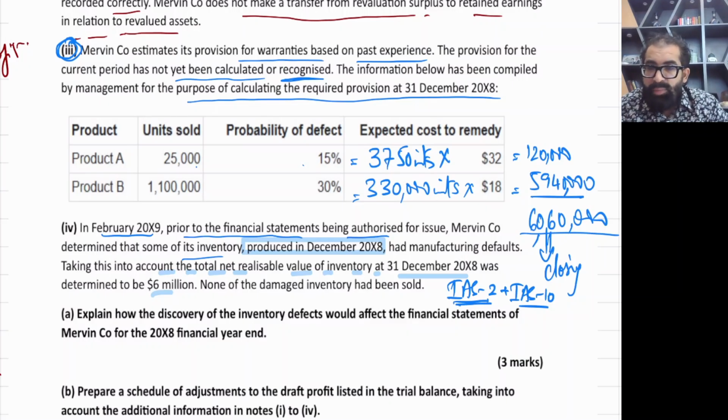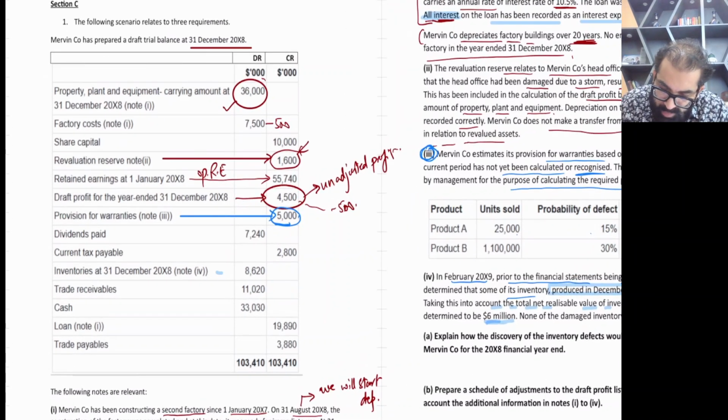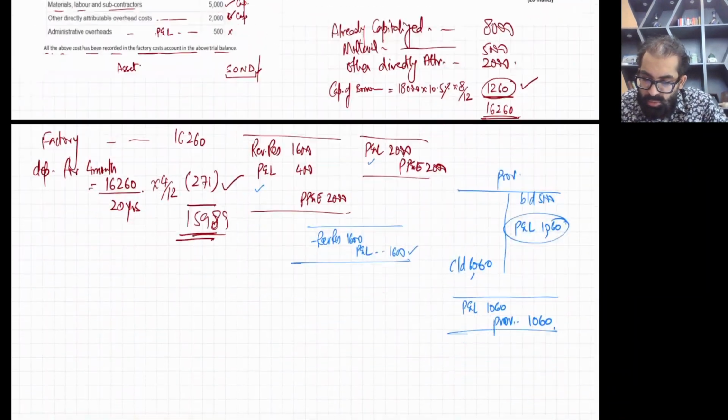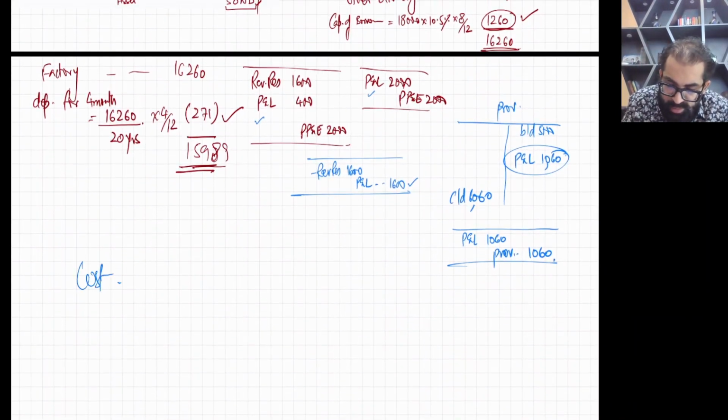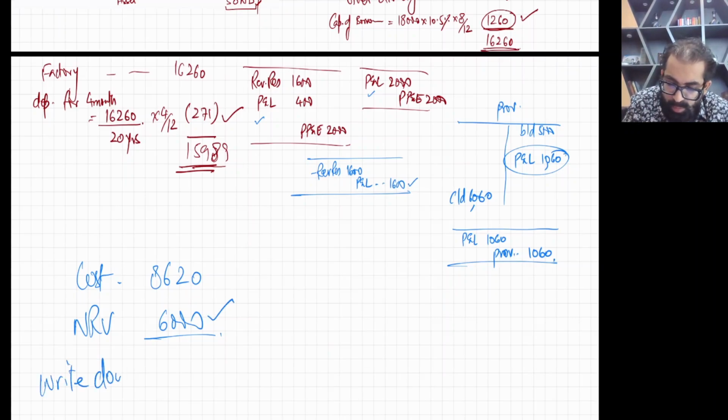Now tell me, this is your NRV, and can you see the cost? Yes, this is the cost. So cost of inventory is 8620 and NRV is 6000. You remember inventory should be recorded at the lower of the two. So we'll record it here. How much is the write down expense? 2620 is the write down expense.